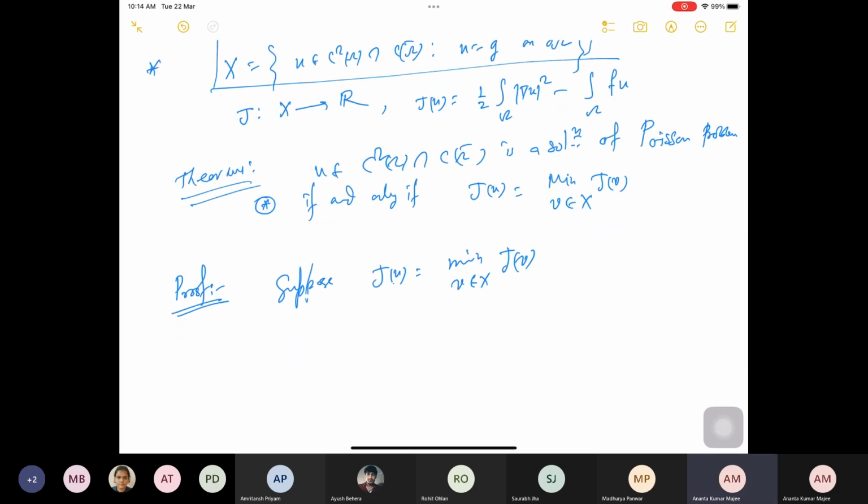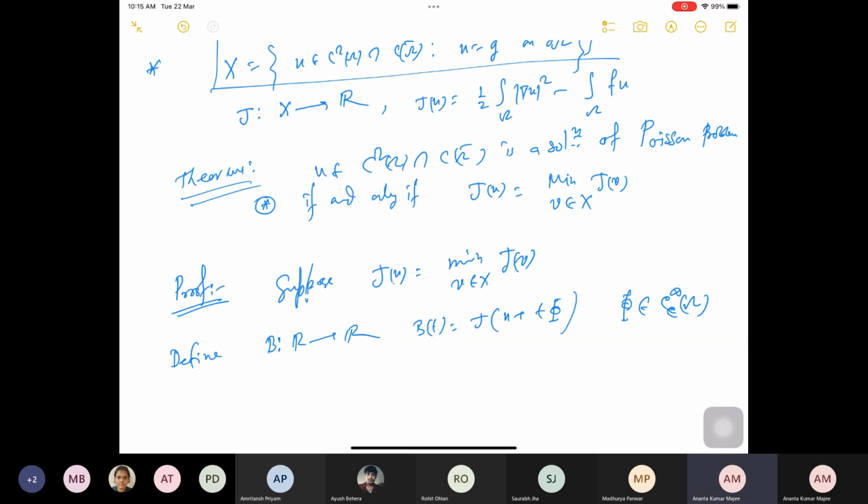Okay, so now this is a functional, and J has a minimum at U, so I can think of a real valued function. Suppose I have a b from R to R, maybe I define it, where my b of t is equal to J of U plus t phi for any phi which is a C infinity function. Okay, this is a smooth function with compact support. So if I do these things, then b has a minimum at t is equal to 0, because J has a minimum at U.